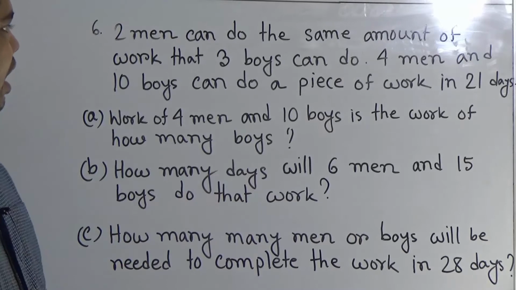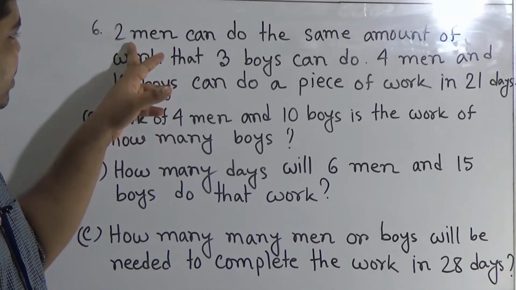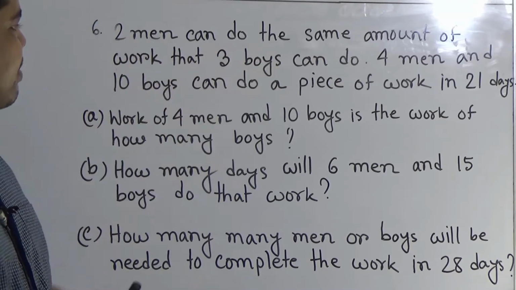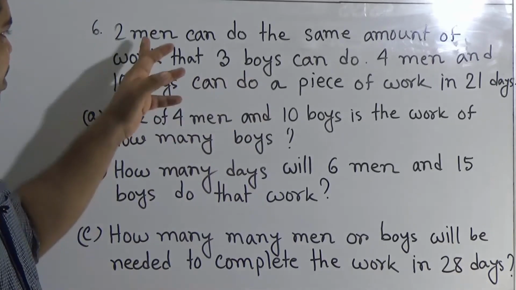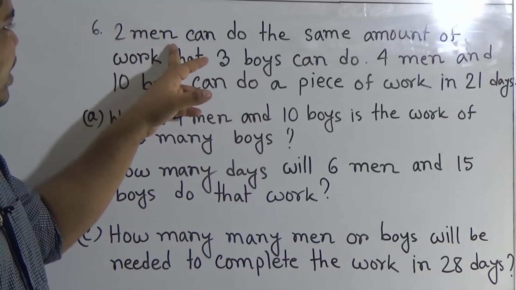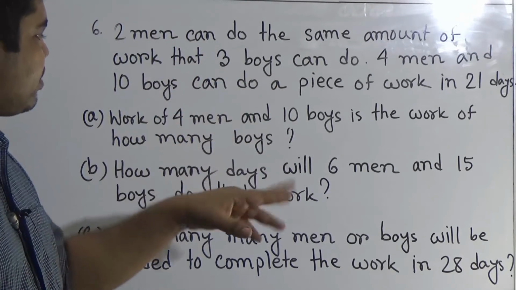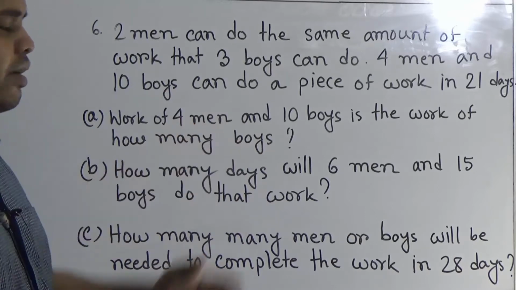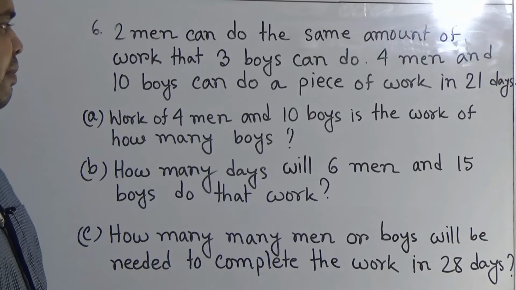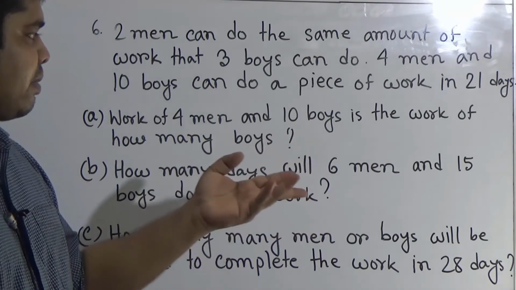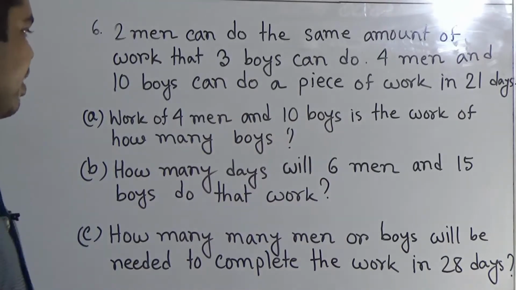So how can we do that? At first you notice the statement that gives the information that 2 men can do the same amount of work as 3 boys. So from here I write work of 2 men equal to work of 3 boys, then work of 1 man equal to what? Then work of 4 men equal to what? Then we get the required number of boys. After that this number is added with 10 boys and we get the answer. Okay, I hope you have understood.